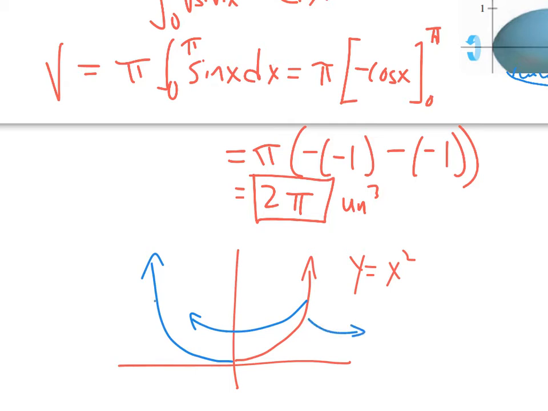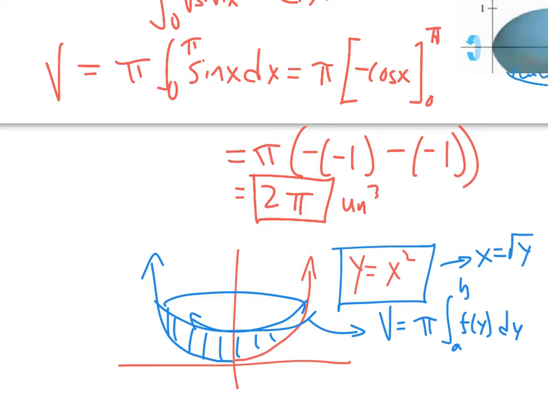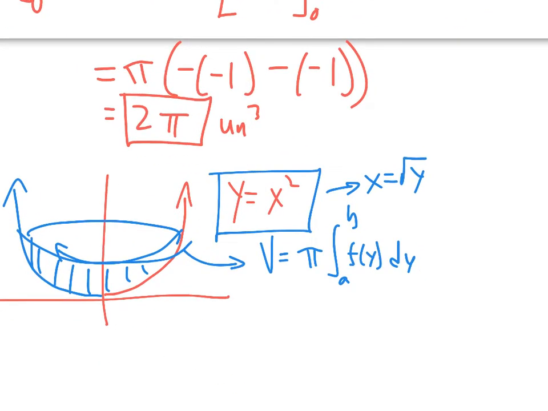So if we want to get the volume of this solid here, then we would need to have volume equals pi times the integral of f of y dy from a to b. So we want to do that. So if you're going to revolve y equals x squared around the y-axis, then we need to change this into x equals the square root of y. All right, so we won't do that whole problem right now. We've kind of almost done it there, but now we can plug this into here and solve that.